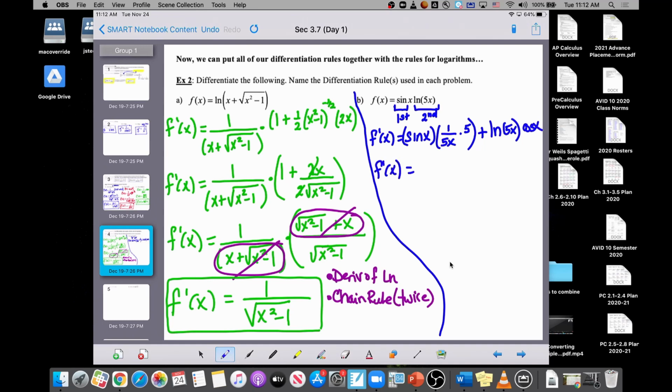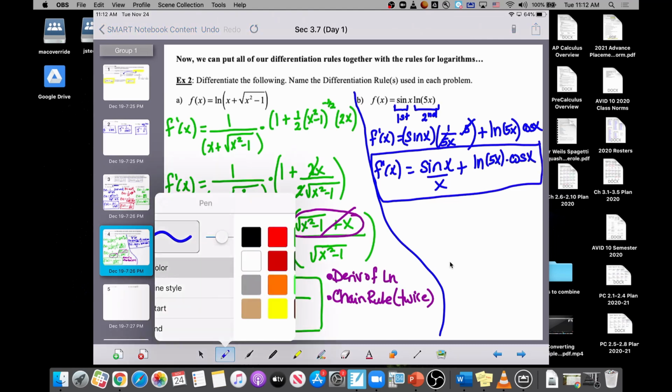F prime of x is equal to, in the first term, we have sine x times 1 times 5, so that's 5 sine x over 5x. So basically this 5 and this 5 are going to cancel, and we end up with sine x over x for our first term, plus, we can't really simplify anything in our second term, so this is just going to be ln 5x times cosine x. And that is our derivative.